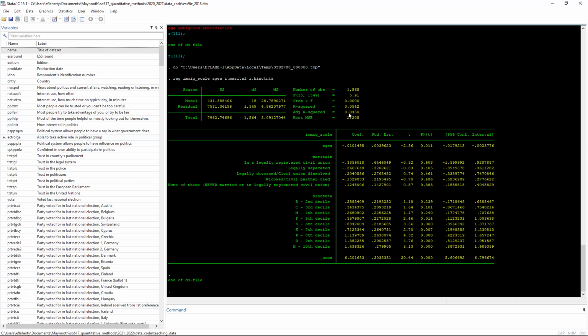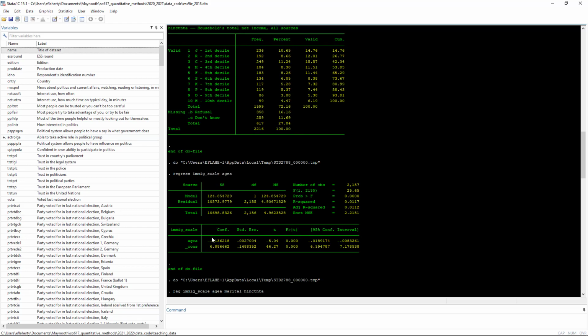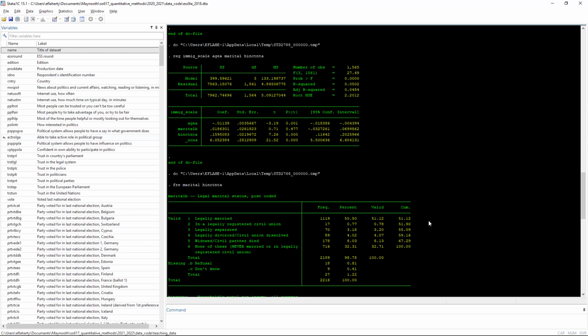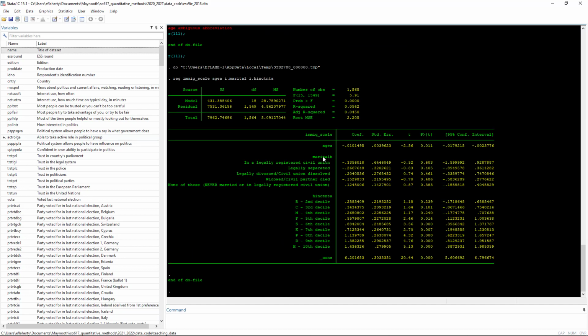Now the diagnostics are showing us that the adjusted R squared is 0.045. So we're explaining about 4% of the variation. Again, not a huge improvement, but something of an improvement. Age is still statistically significant, p is less than 0.05. And the effect looks more or less similar to what we found up here in the original model with just age, negative 0.01.